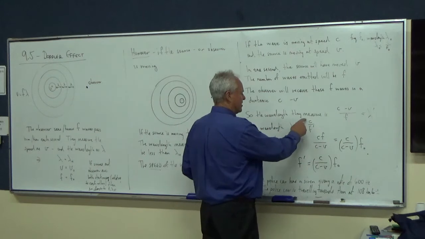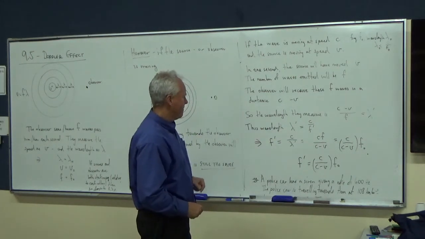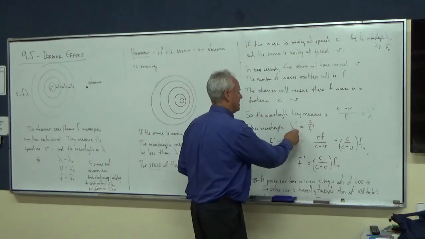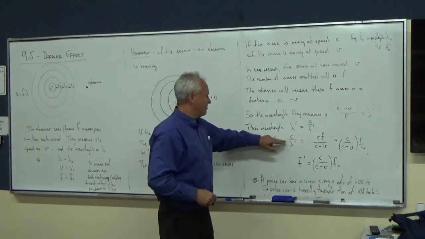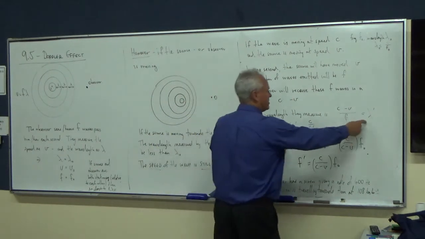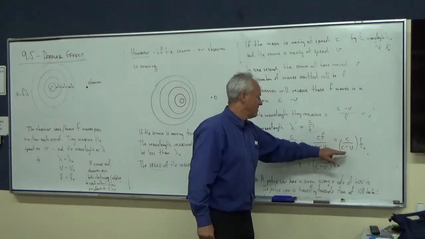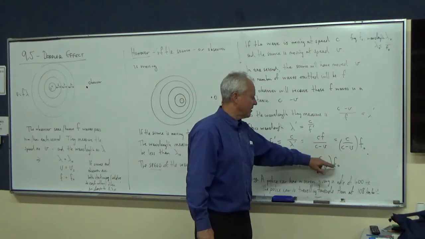And lambda dash is equal to c on f dash, because the speed is still the same. So c equals f dash lambda dash. So f dash equals c on lambda dash, and lambda dash is this, c minus v on f. So plugging that in, we get this. Simplifying that, we get that f dash is equal to c over c minus v times f naught.